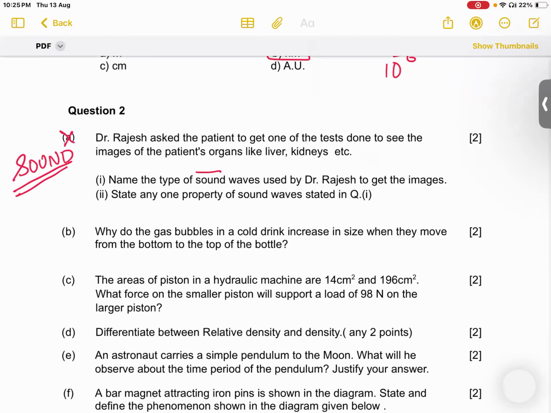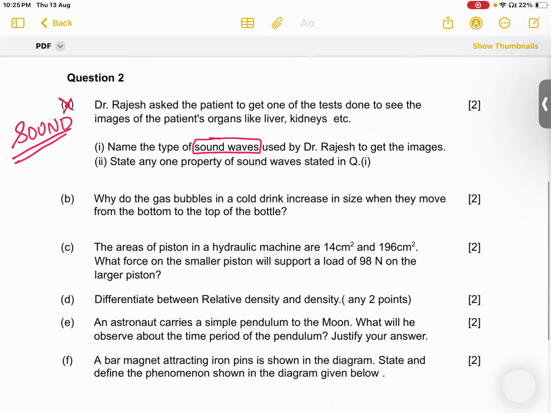If you see here, sound waves. So we don't have this thing. Lucky we are. Come on, next one.